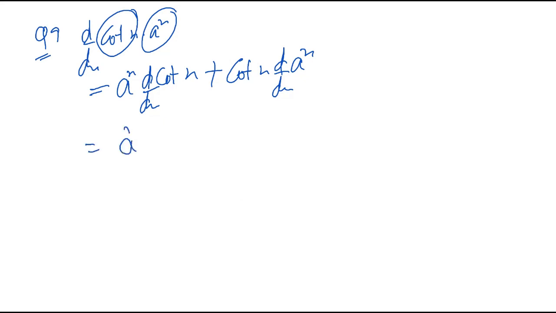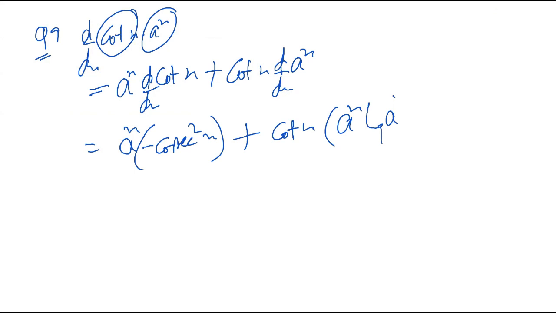Now a power x will remain as it is, and here what will happen? It will be like this. You have to differentiate cot x, and while differentiating cot x, we know that the differentiation of cot x is equal to minus cosec square x, plus this is cot x, and a power x differentiates to a power x log a. This is the complete method of differentiation of this whole problem.